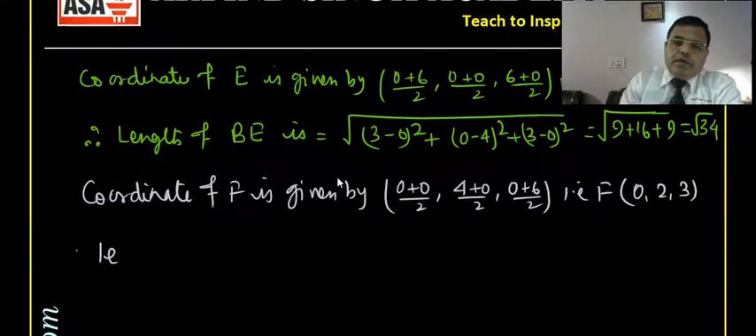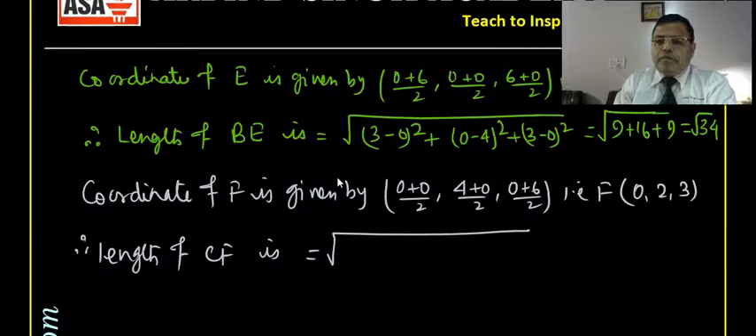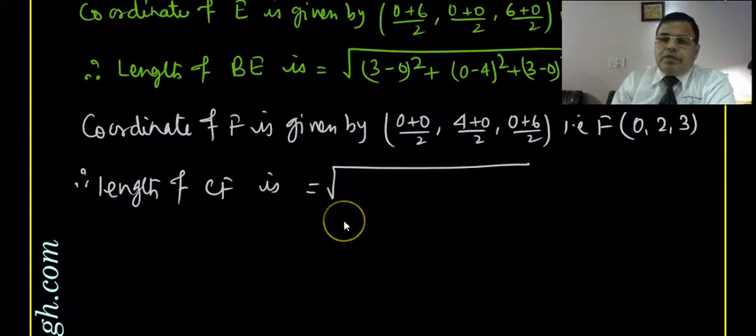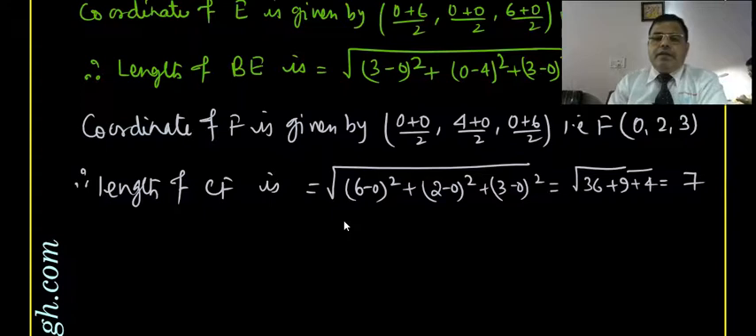Therefore length of CF, the median, is equal to under root (6 minus 0) whole square plus (2 minus 0) whole square plus (3 minus 0) whole square, which is equal to 36 plus 4 plus 9, that is 49, so under root is 7. So length of CF is 7. I hope you got it.